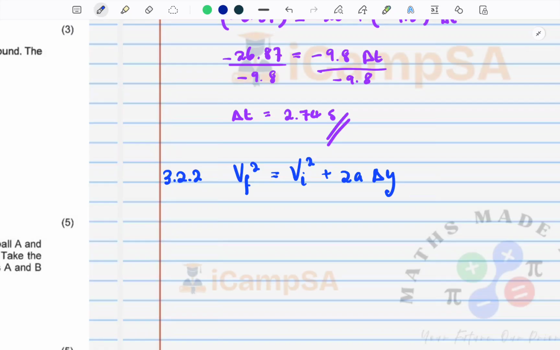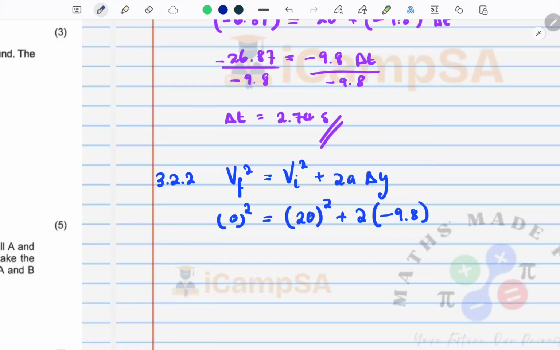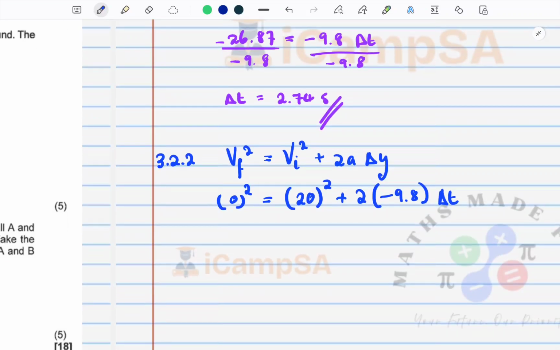So the maximum I set here is going to be 0, your VF for your maximum height, going to be 0, and then the initial one that we had was 20 squared, then plus 2. We said down is negative, so it's always going to be minus 9.8, then delta Y. This is what you have, okay? And then I can punch my calculator here and see what I get.